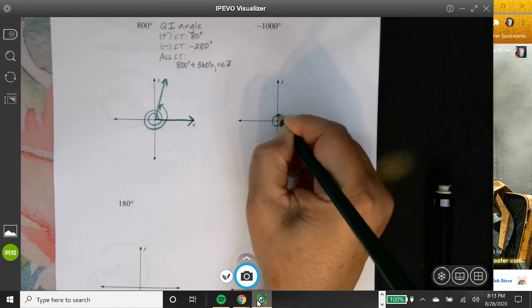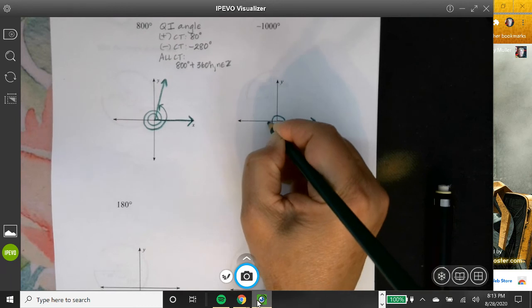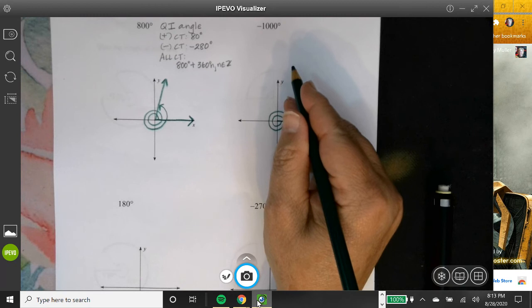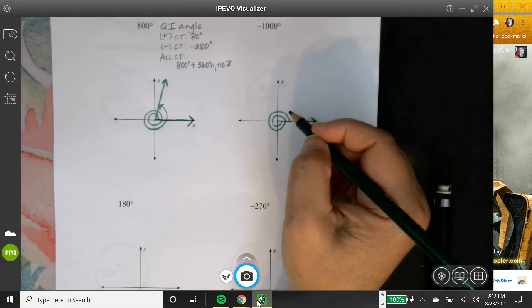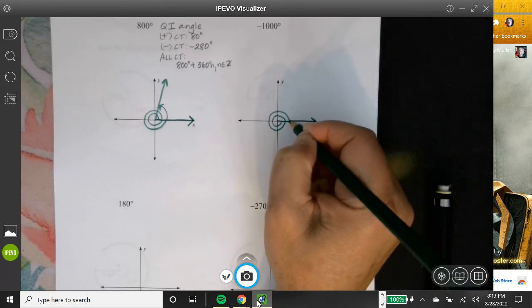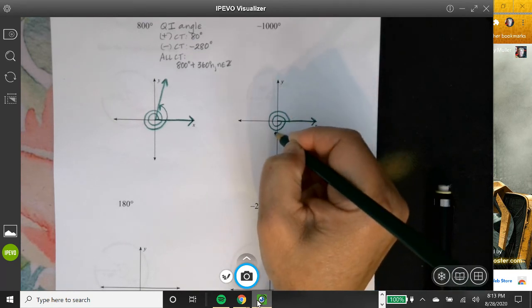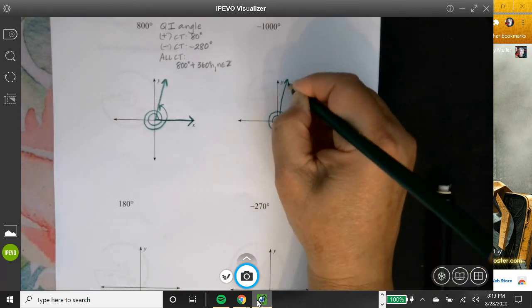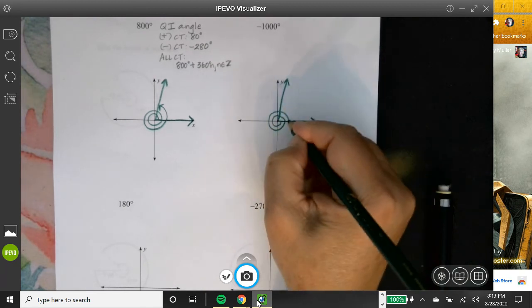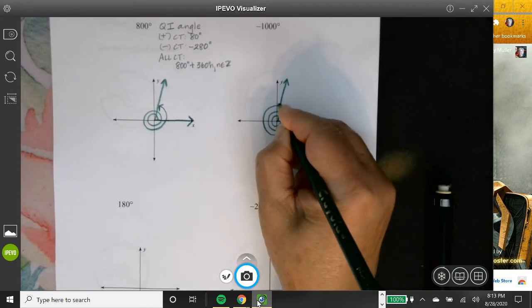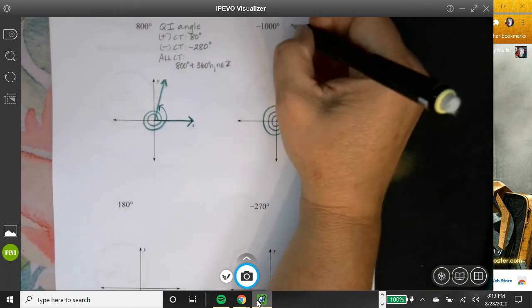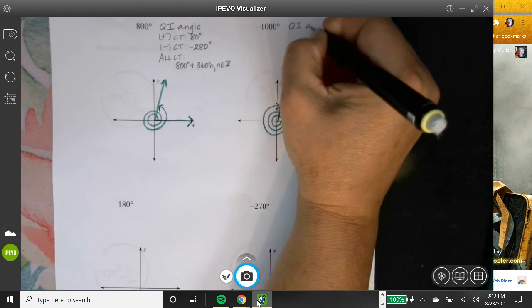So here we go. Once is negative 360. Twice is negative 720. And then I have to do 1,000 minus 720 to figure how much I have left, which is 280. So 280 would be 90, 180, 270. So I have to stop 10 degrees short of here. That line's not very straight, but oh well. So here we go. I'm going to go around and I'm going to end right here. All right. So this is also a quadrant one angle.